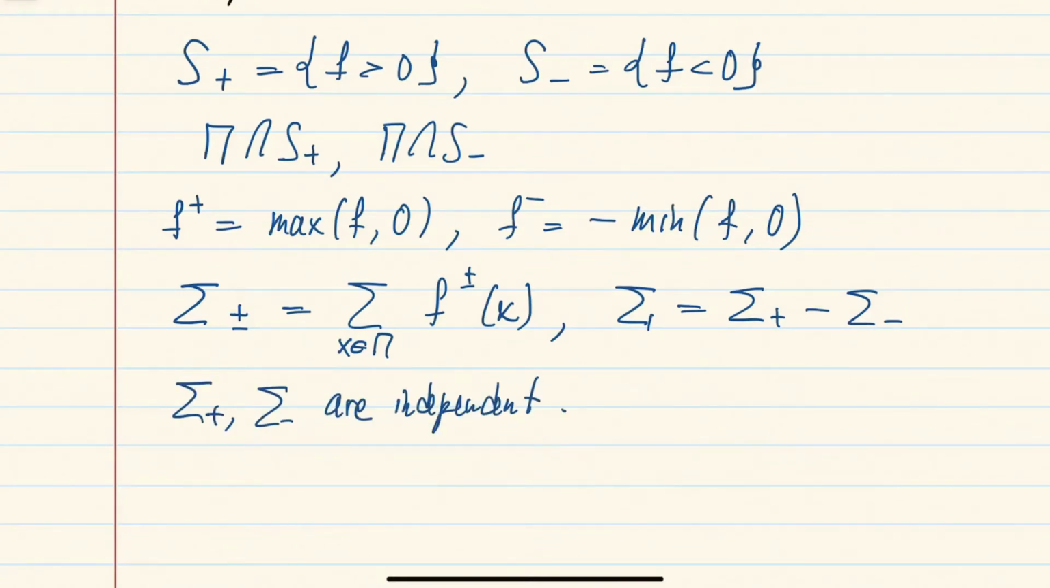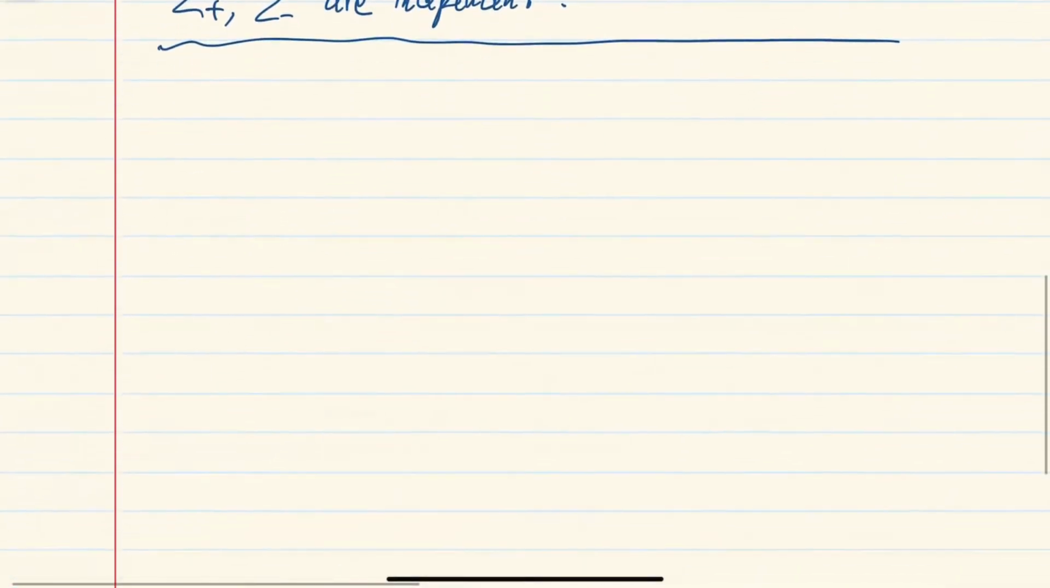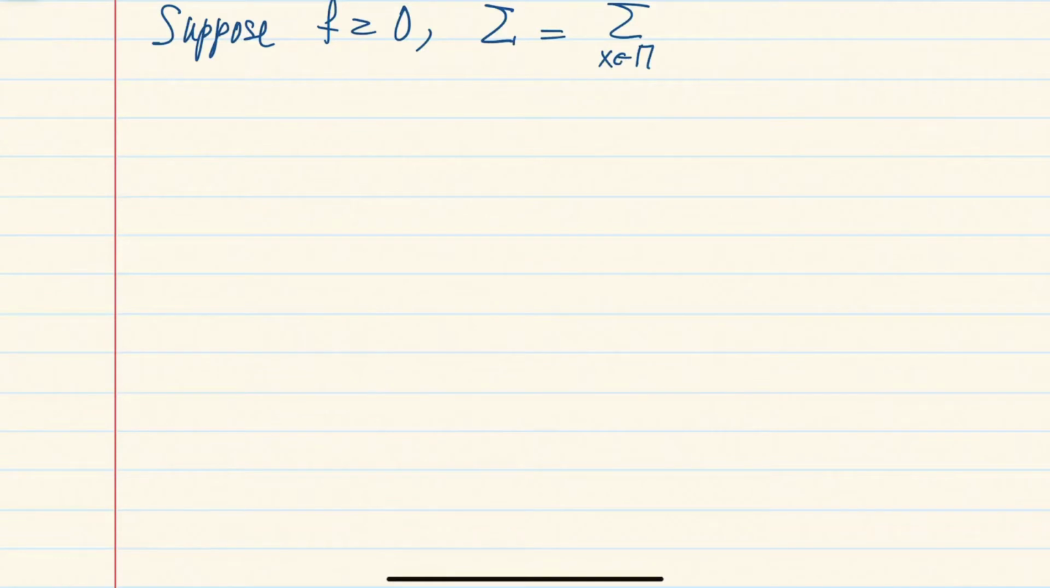And so it's enough to answer the questions above for sigma plus or sigma minus, or in other words, we can assume from the very beginning that our function is non-negative, and for the general case, we'll simply combine the characterizations for the positive and negative part. So for now, let's simply suppose that f is non-negative and consider this random variable given by the sum over points in the Poisson point process of function f of x. In other words, it's a non-negative random variable.